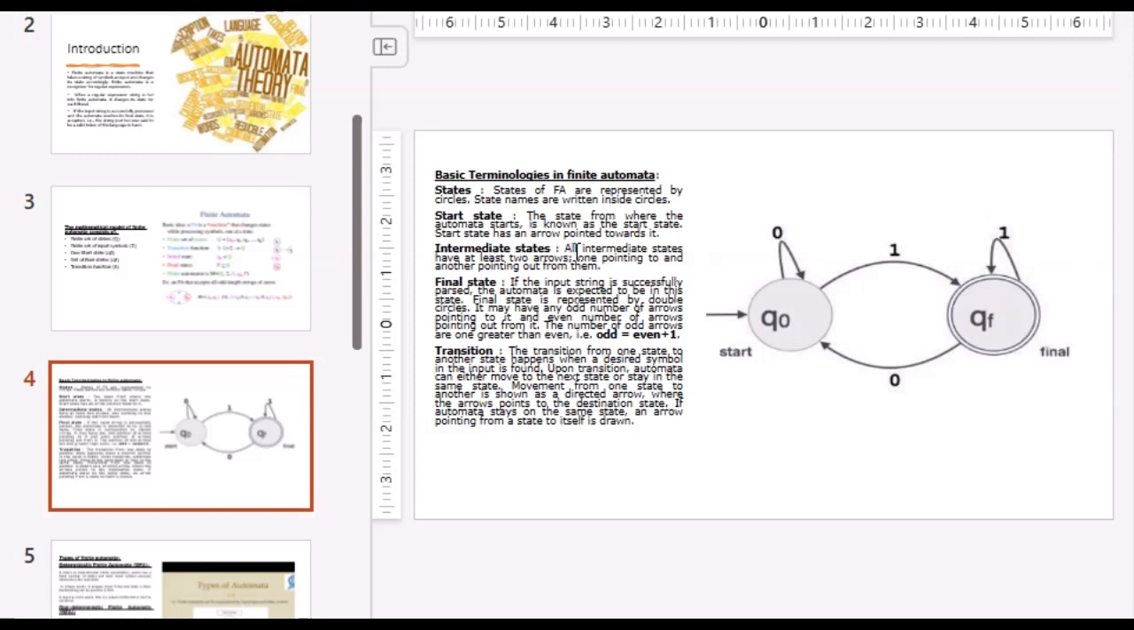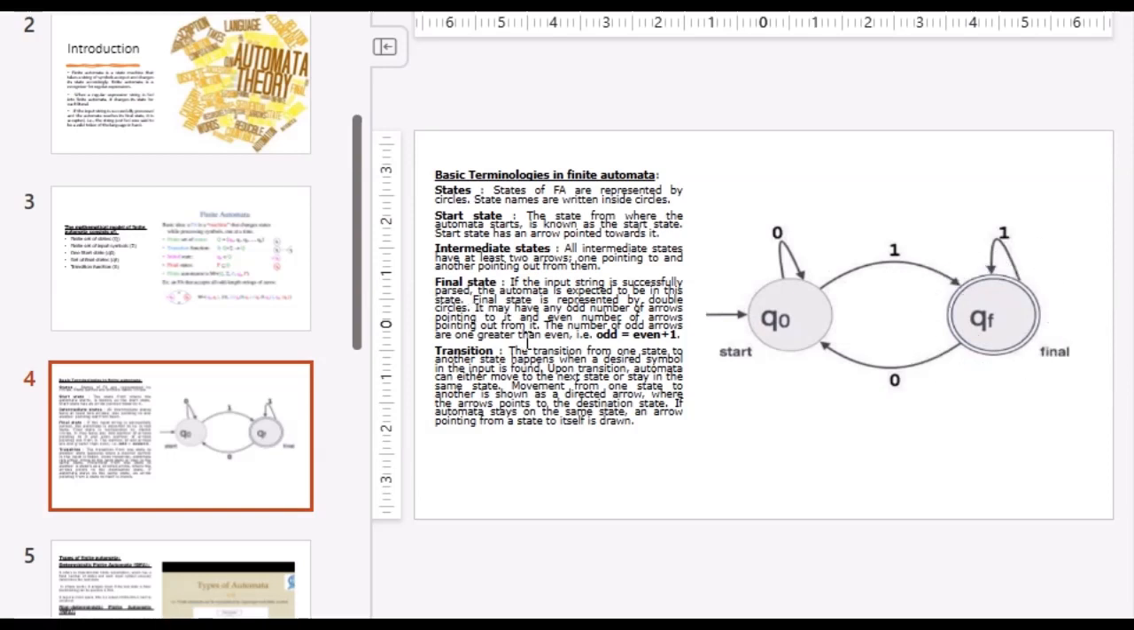Intermediate states. All intermediate states have at least two arrows, one pointing in and another pointing out from them. So in this diagram there are no intermediate states, but basically the intermediate states are the states that exist between the starting state and the final state. Final state. If the input string is successfully passed, the automata is expected to be in this state. The final state is represented by double circles. So in this example, qf is the final state, which is represented by double circles.